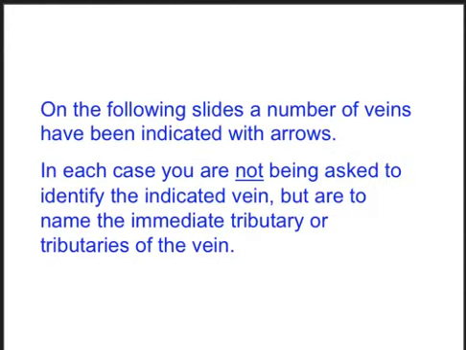This is a little bit different. These questions are a little tougher. In each case, what we're looking at here is not the indicated vein, although I will name it for you, but you're being asked to name the immediate tributary or tributaries of that vein. Now, what is a tributary? It's something that flows into that vein. So what we're asking is what drains into the indicated vein.